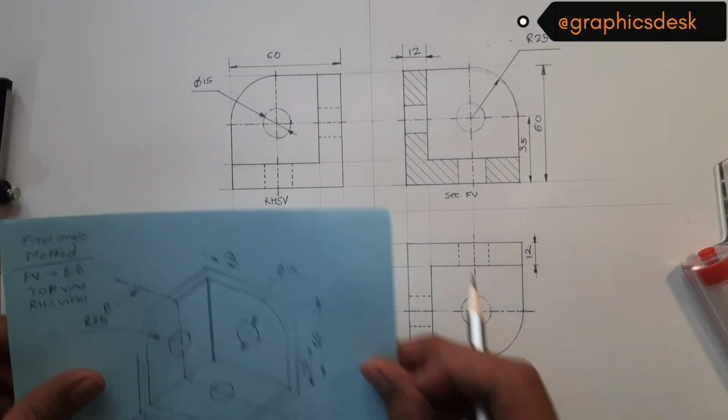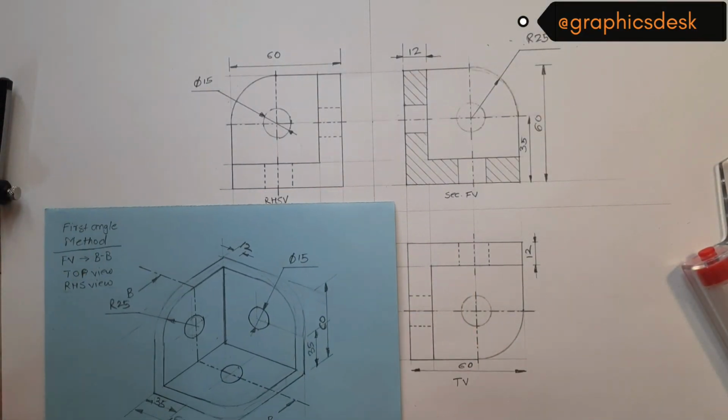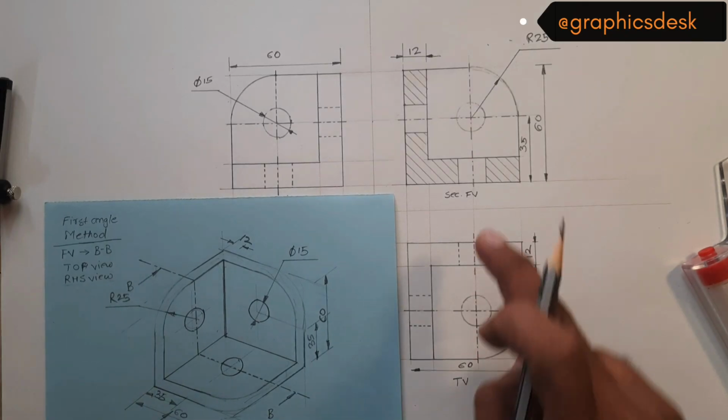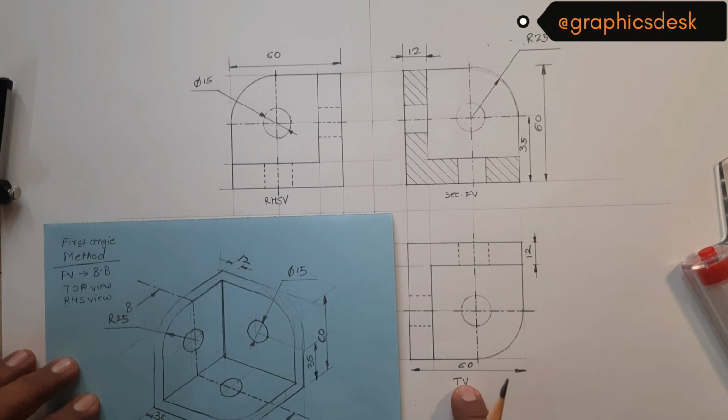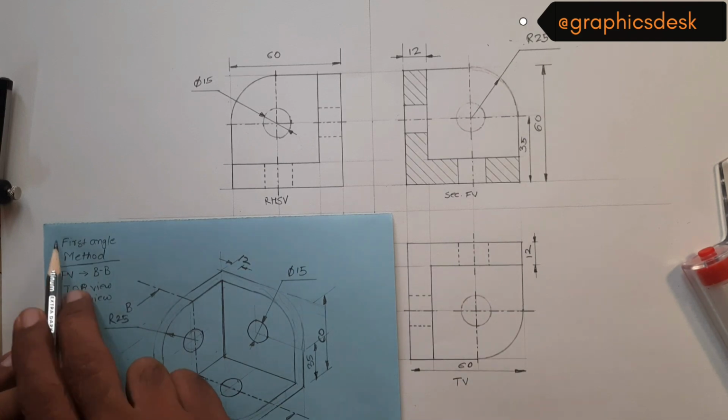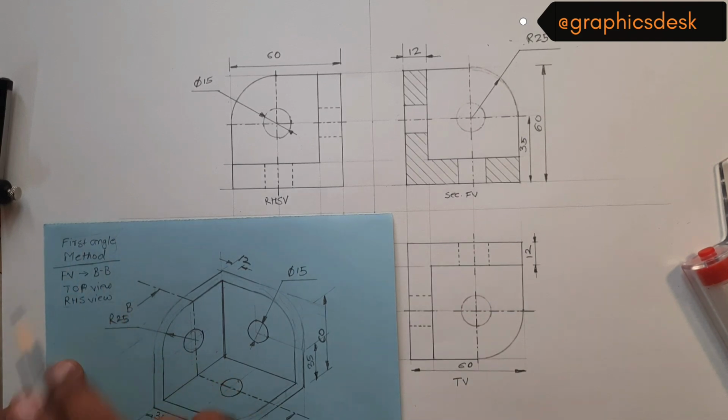Okay, so this is how your final solution would look like for the given diagram, where we have drawn sectional front view, right hand side view, top view, and using first angle method of projection, we have completed this.